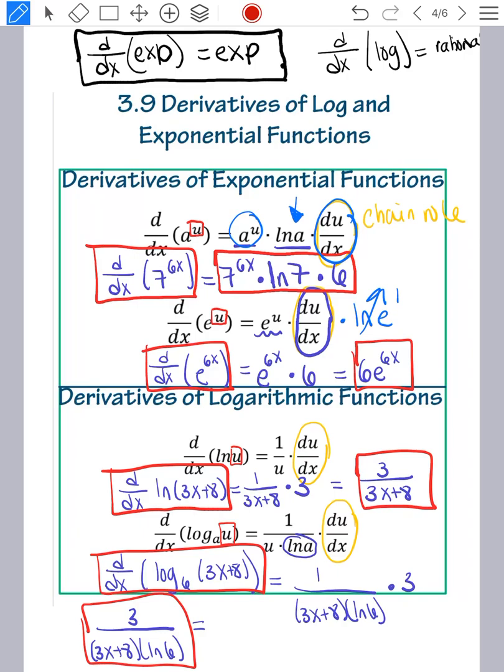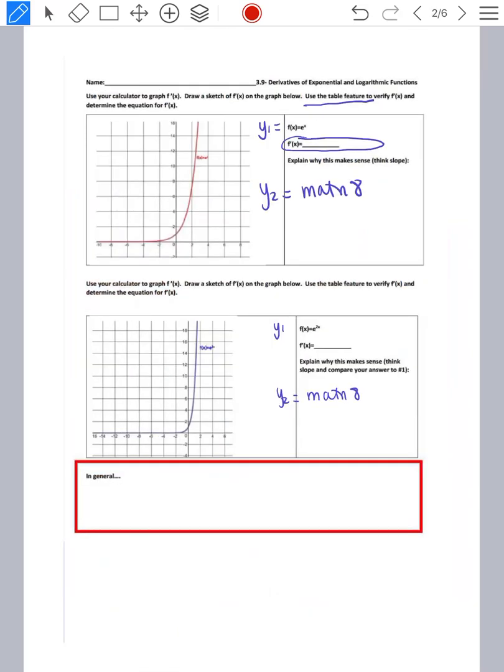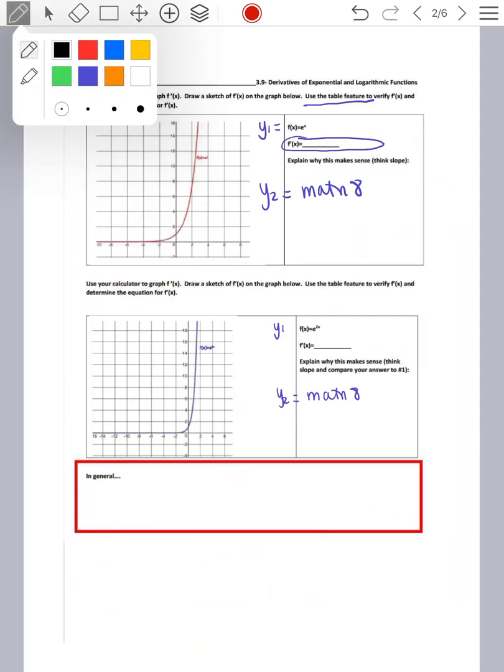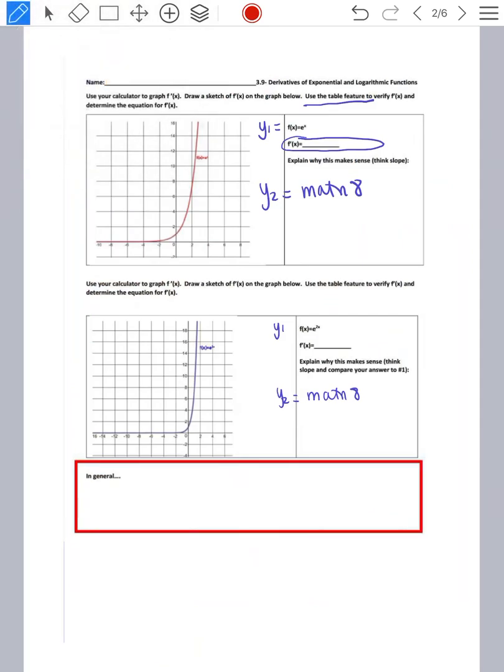So I just want to make a couple quick connections here. If you were to do this activity, based on what we just did, the original function here was e to the x, and the derivative of it would be e to the x times the derivative of the inside, which is 1. So I want you to realize what that means.